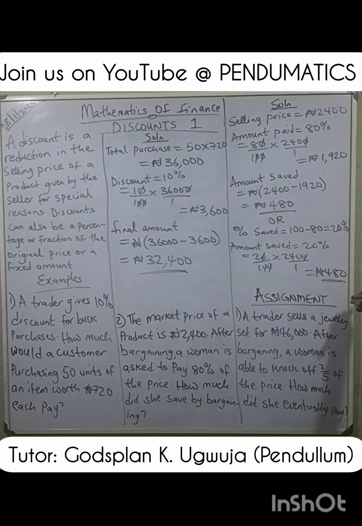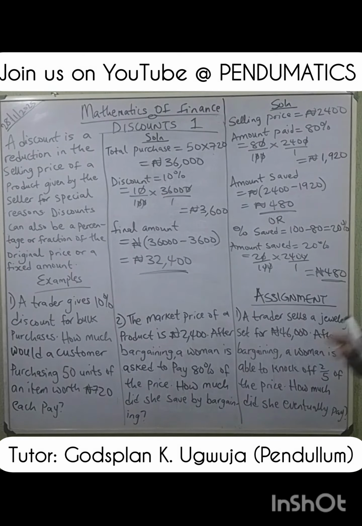And then your assignment, similar to this: a trader sells a jewelry set for 46,000 naira. That's the selling price. But after bargaining, another woman that loves to bargain is able to knock off 2 over 5 of the price. So she is able to save 2 over 5 of this price. The question is, how much did she eventually pay? So it's similar to this, just a bit twisted.